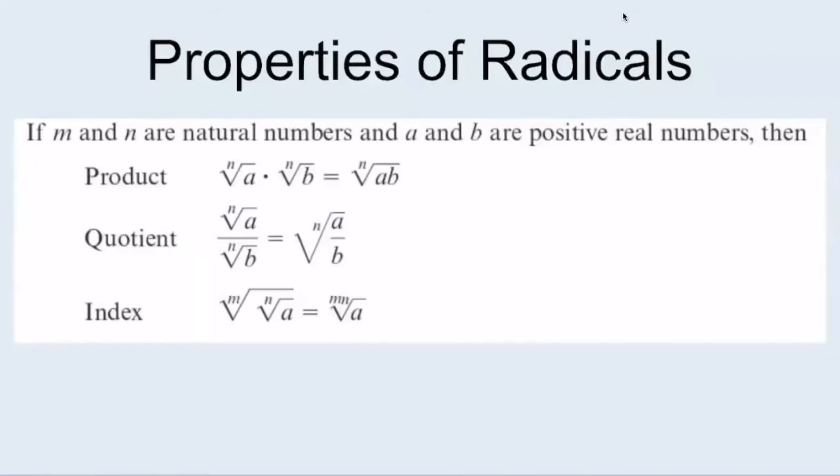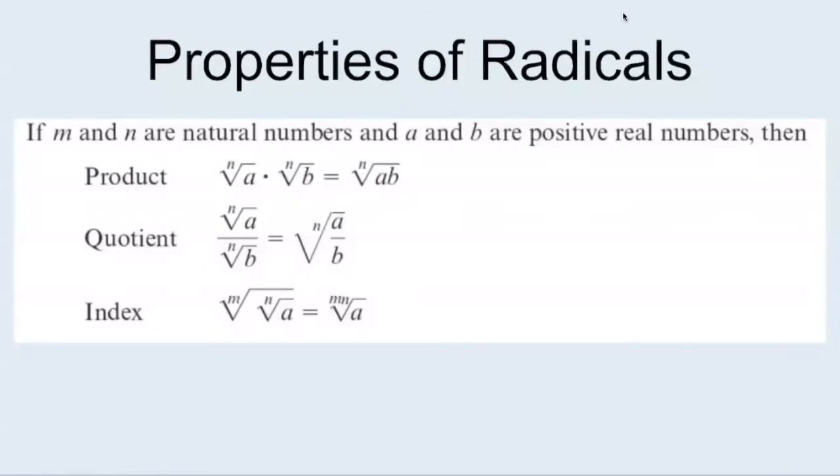So that is just like the power rule. I'm taking the same root. And same thing with quotient. If I'm taking the square root of a and the square root of b, then it is the square root of a over b, even if it's cubic root, but it has to be taking the same root.